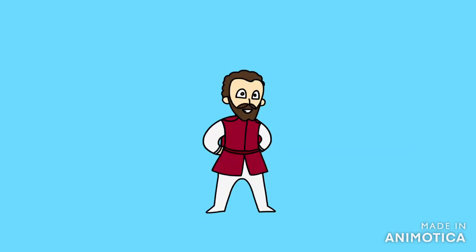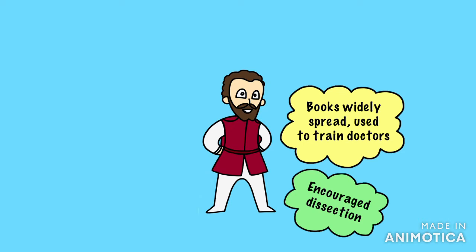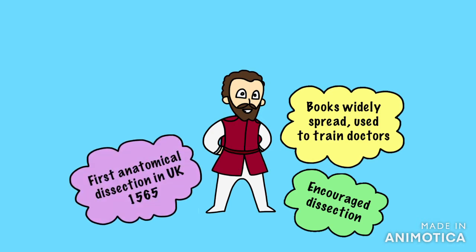The importance of Vesalius. His books were printed, copied, and widely spread. By 1560, his books were used to train doctors at Cambridge University. Vesalius was a trailblazer who encouraged other doctors to dissect human bodies themselves to improve their knowledge. As a result, in 1565, the first anatomical dissection happened in England.